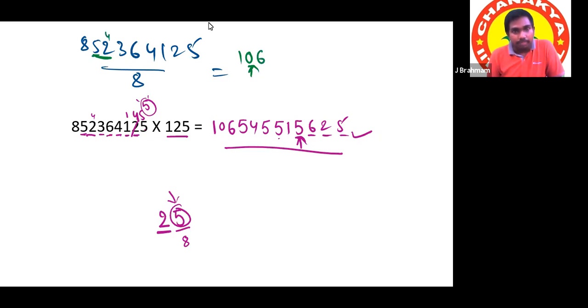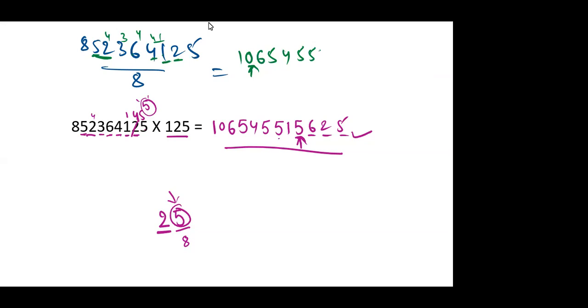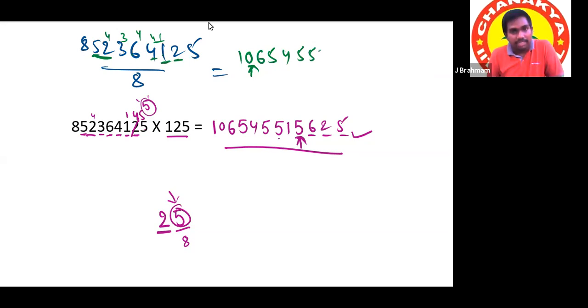Remainder 4, 43. 43 means 5 times it is 40, remainder 3, 36. 36 means 4 times it is 32, remainder 4, 44. 5 times it is 40, again remainder 4, 41 now. In 41, 5 times it is 40, remainder 1. So 1 and again 2, it will be 12. Only 1 time. Only 1 is the remainder and adjacent number 2, it is 12.